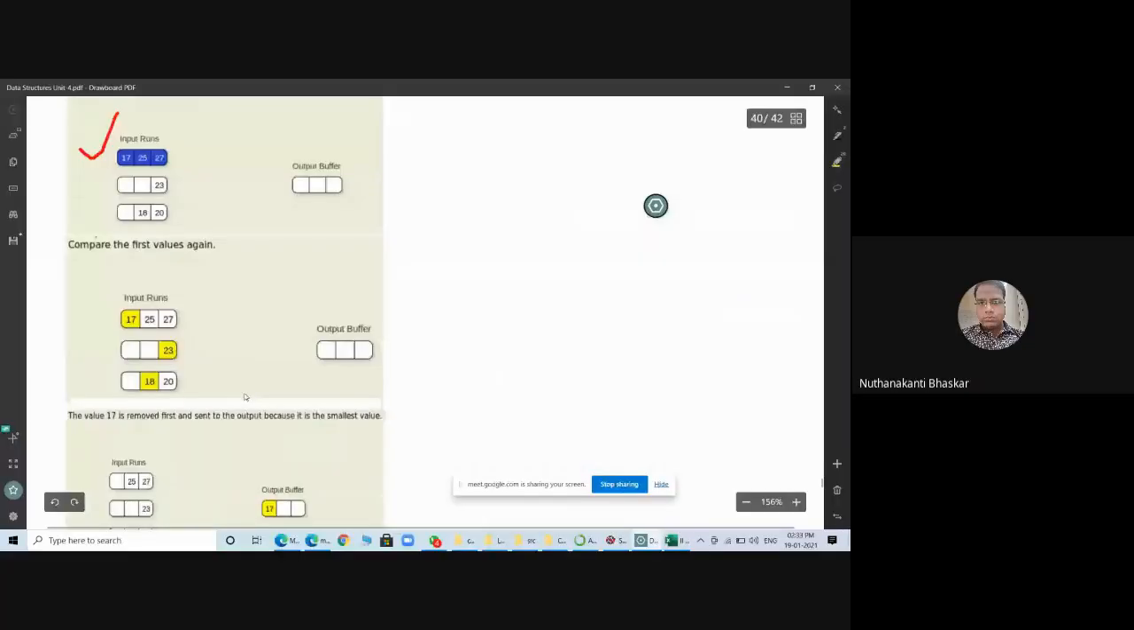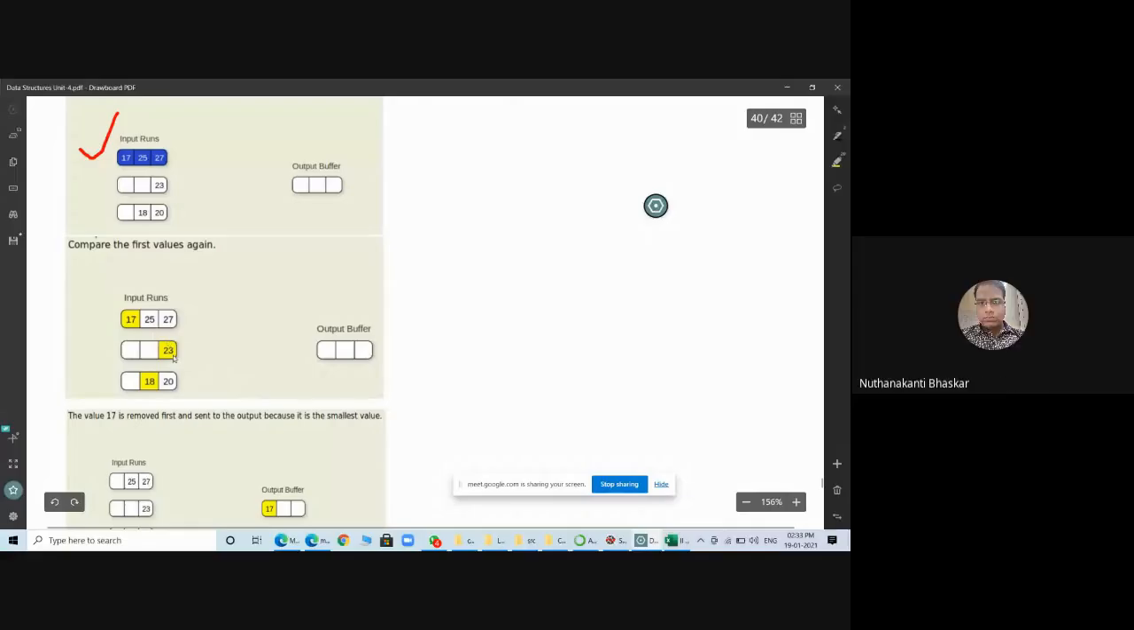Are you clear? Yes, sir. I'm having one chunk, that's why I added. Now again, you compare the first elements. 17, 23, 18. Which is the smallest?